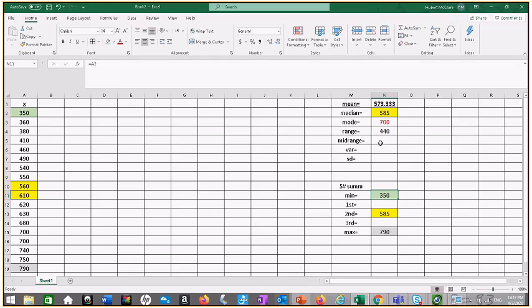Your mid-range, that's equal to your lowest plus your highest, or your highest plus your lowest, because it doesn't matter because it's addition, divided by 2.